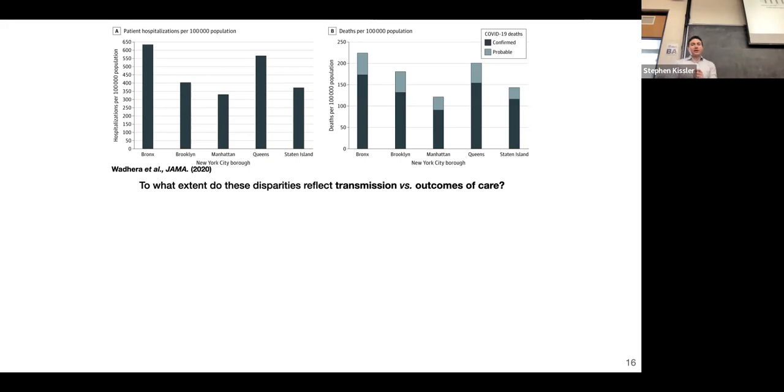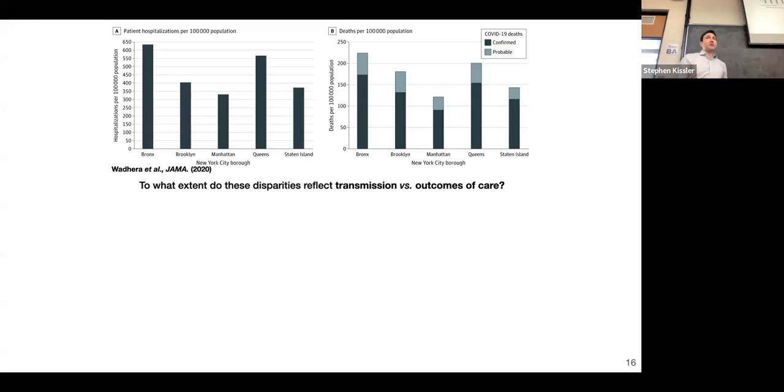But one of the questions is this variation where we see essentially half the hospitalization rate in Manhattan as in Queens and the Bronx. Is that due to poorer outcomes given infection, or is that actually due to differences in the rate of transmission? That's an important question because that suggests two very different ways of intervening depending on what the answer is. So if the rate of infection is the same across populations, but there's much worse outcomes in some parts of the city than others, then there's really a question of access to care, thinking about how comorbidities interplay with outcomes from disease.